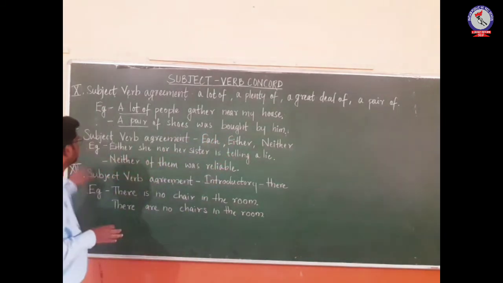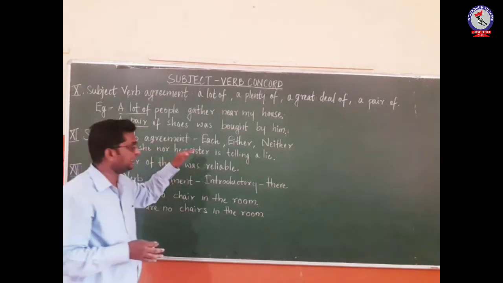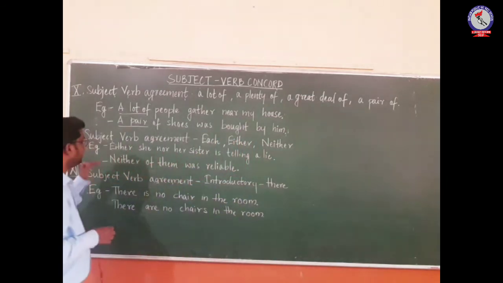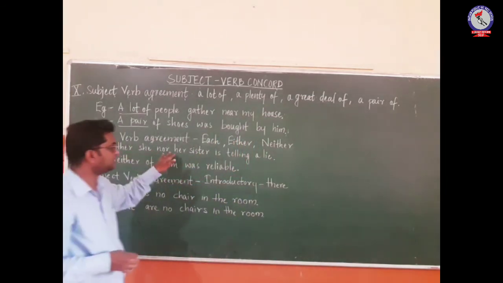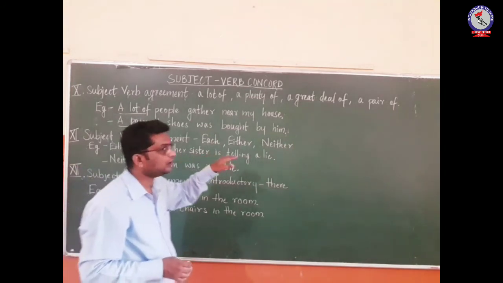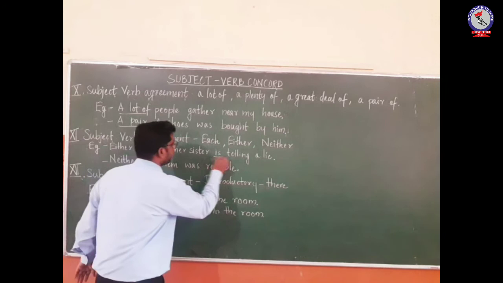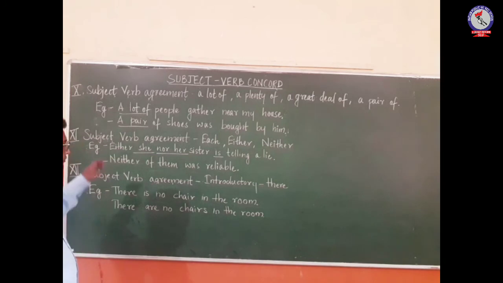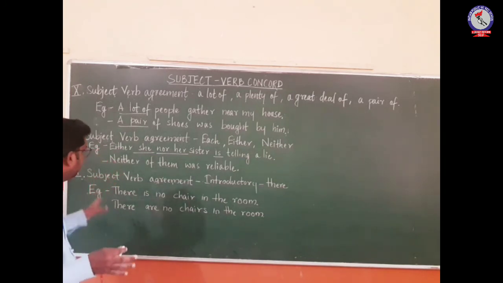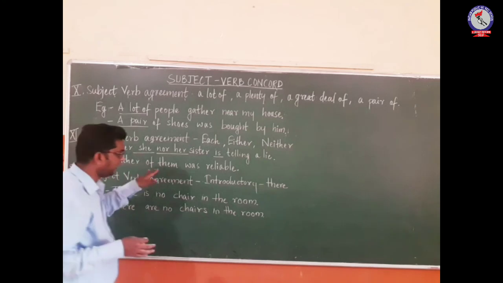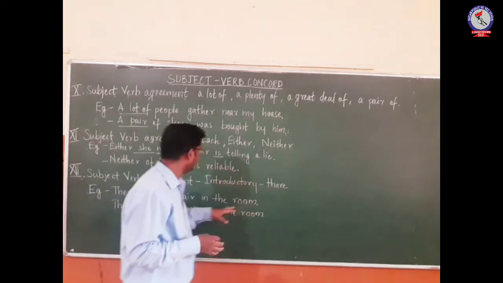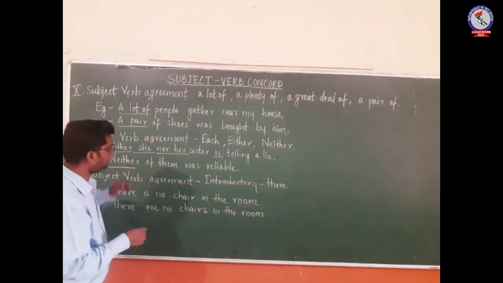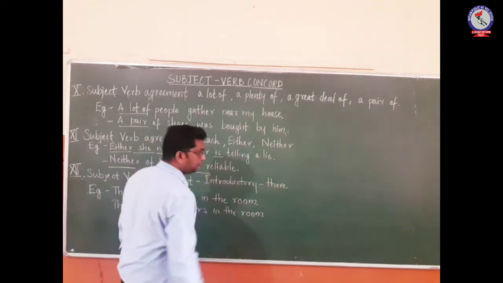Now see the use of subject-verb agreement in each, either and neither. Example here, either she or her sister is telling a lie. Now you see that this is the use of either. And we have used a singular verb here. Neither of them was reliable. Now you see the use of either and neither. Neither of them was reliable.